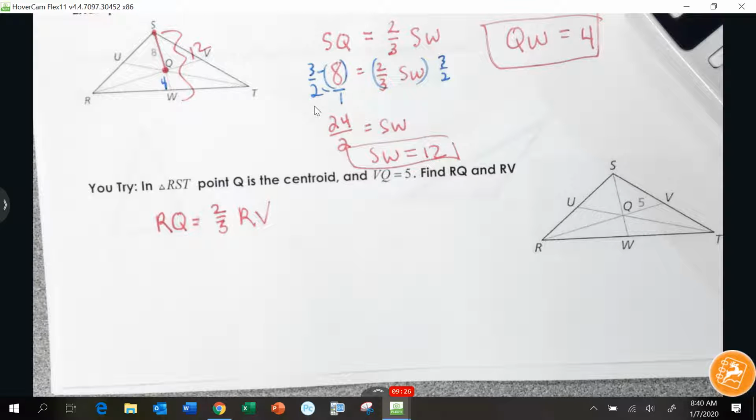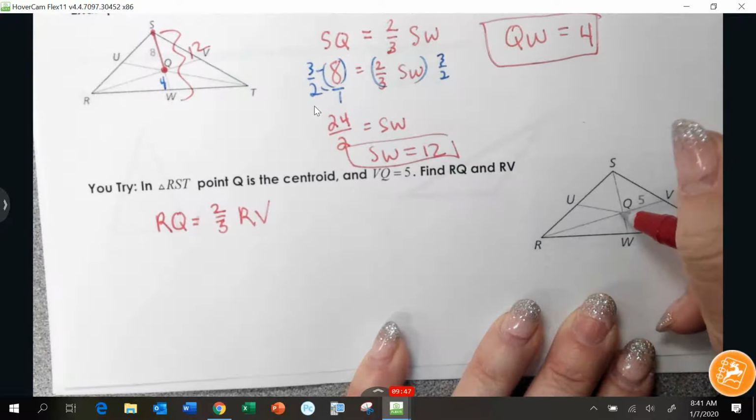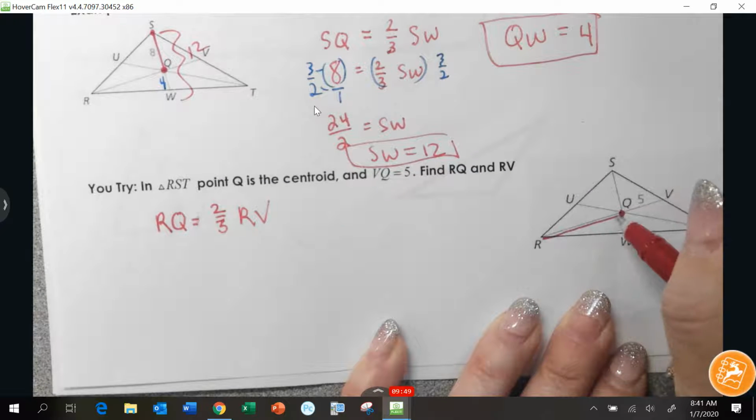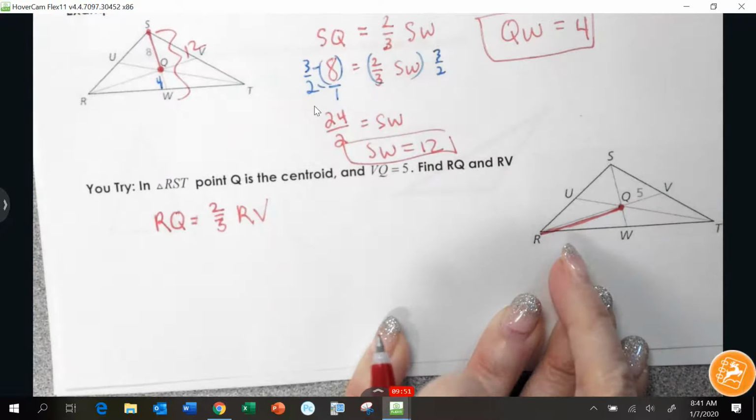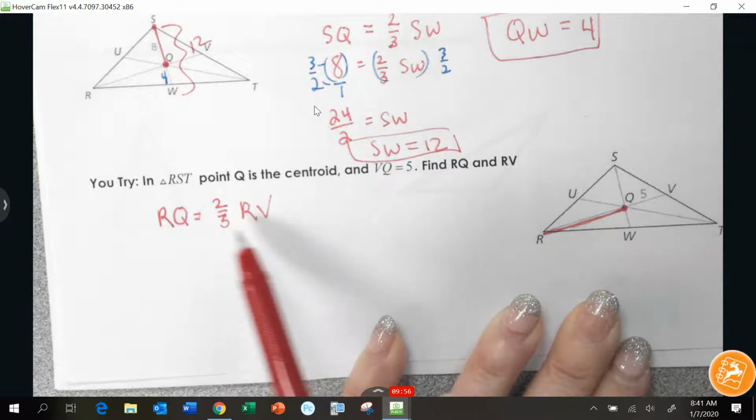All right. So what I did first, I know not everybody got done, but some of you might be on the wrong track, and I want to get you before you go all the way through. You should not have horrible numbers on this. So if you're getting horrible numbers, you're doing something wrong. So for this one, the first thing I noticed was that with Q being the centroid, RQ is that part that is 2/3 the length of RV. So this is what I set up first.